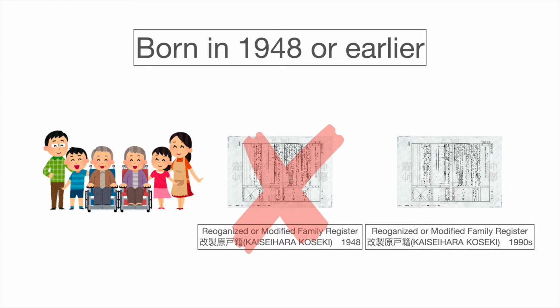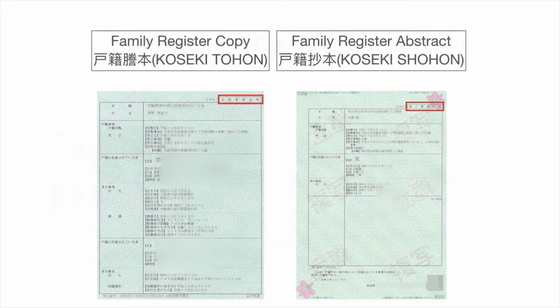Now that we know the differences between the 3 types of family registers, there's one more thing I would like to explain, and it is the difference between the family register copy, Koseki Tohon, and the family register abstract, Koseki Shohon. First, the family register copy, Koseki Tohon, is a certified copy of all information stored in the family register, so all of the information of each person is listed. On the other hand, the Family Register Abstract, Koseki Shohon, is the information of only one person in the Family Register. If you need to prove your identity, you can get a Family Register Abstract instead, which keeps the rest of your family's information private.